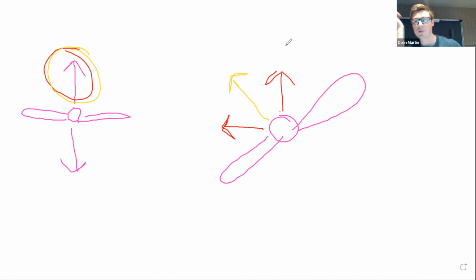So when we're in level flight, we have just the vertical component of lift. But when we bank our airplane, we're directing some of this lift that was vertical into a horizontal component.